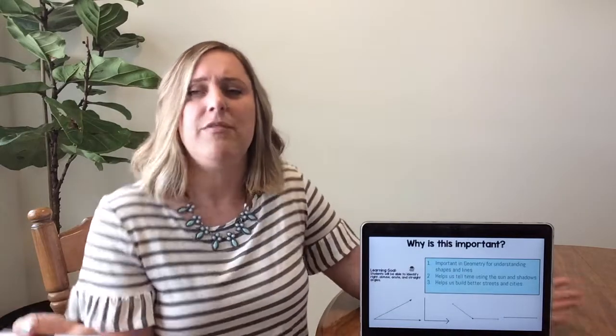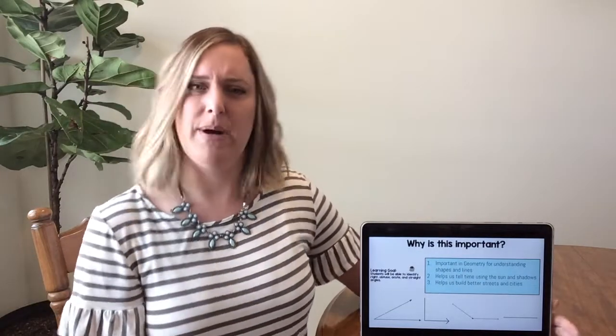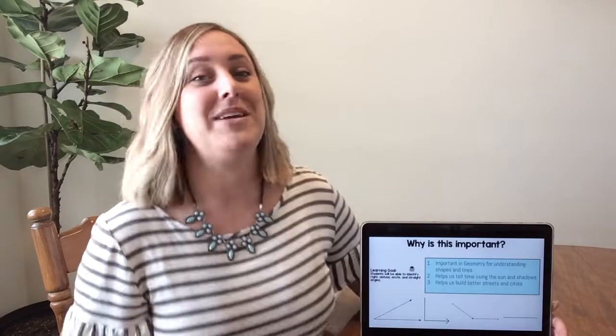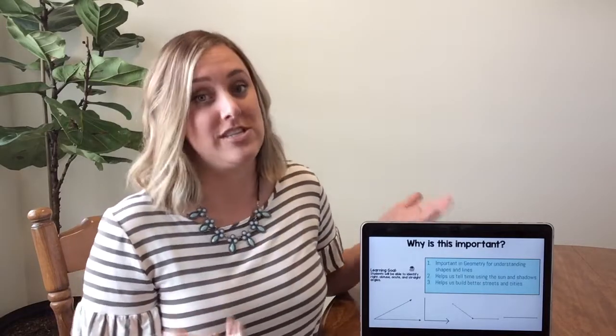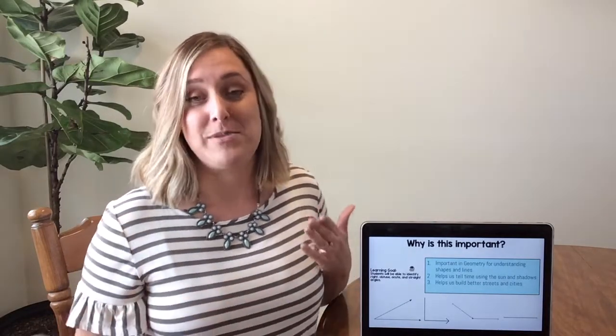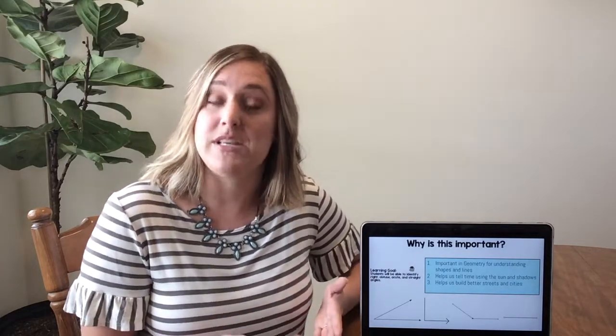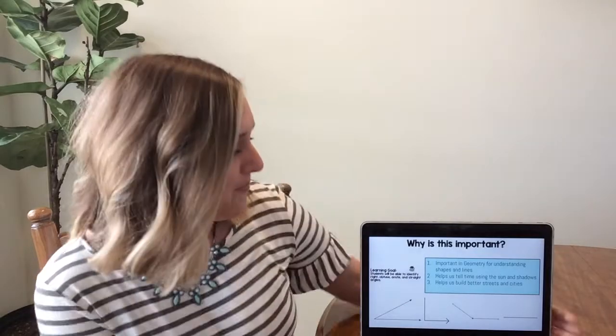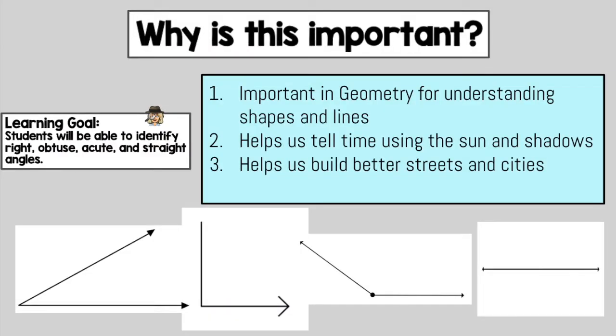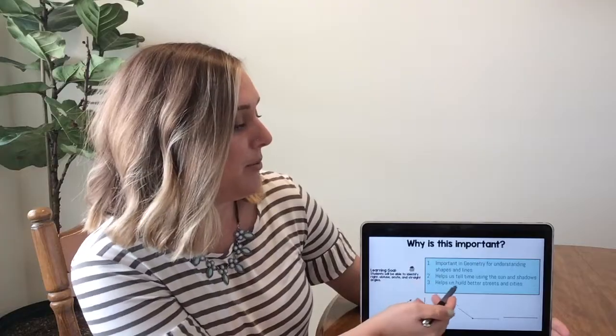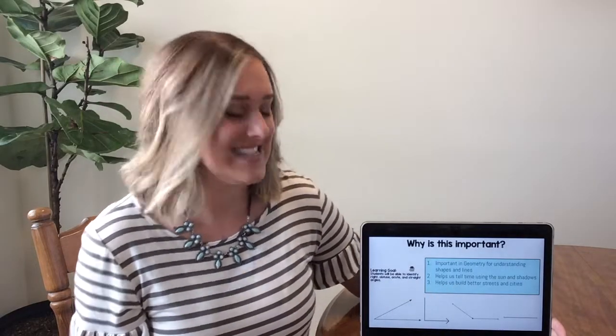You might be asking yourself, why is this important? Why should I know about different types of angles? Well, let me tell you. In geometry, which is a type of math, knowing different types of angles is very, very important, and it helps you identify more shapes and more types of lines. Second thing it does is it helps you tell time. When the sun casts shadows, you can measure the angles of those shadows and tell time. Another thing is it really helps people build better streets and cities. So, learning angles is very important.